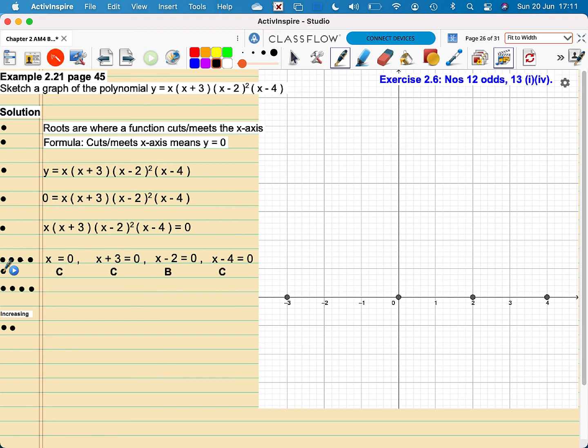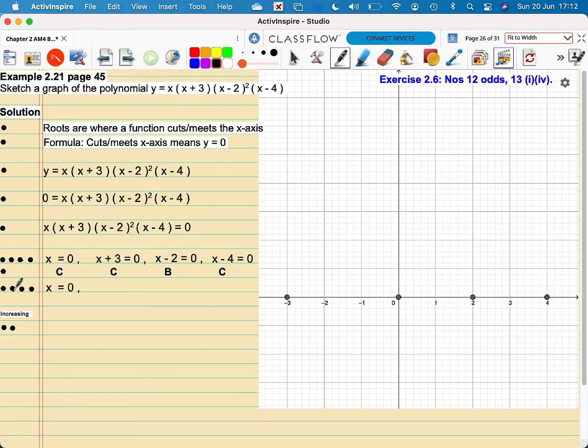What do we know? Well, there's only one of these, because the power is 1, so we know it's a cut. There's only one of these because the power is equal to 1, so we know it's a cut. We know the power is 2. It's an even number of roots, so we know that x equals 2 is going to create a bounce situation. There's 2 factors, there must be 2 roots, therefore it must be a bounce. There's only one factor for x minus 4, so there's only one root, it must be a cut.